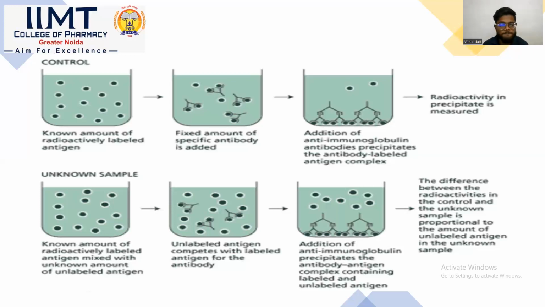In this process, we add both unlabeled antigen and labeled antigen. We add antibody, and then the unlabeled antigen and labeled antigen compete with each other to bind to the active site of the antibody. After binding with the active site of the antibody, we precipitate out this complex with the help of anti-immunoglobulin. After that, we measure the radioactivity of the precipitate and the supernatant also. And then in the next slide, this process is shown.